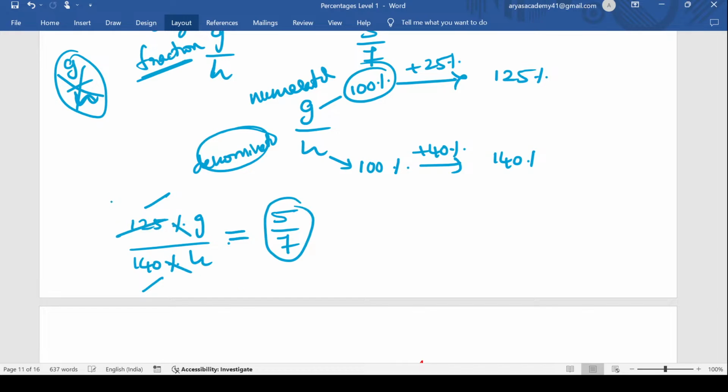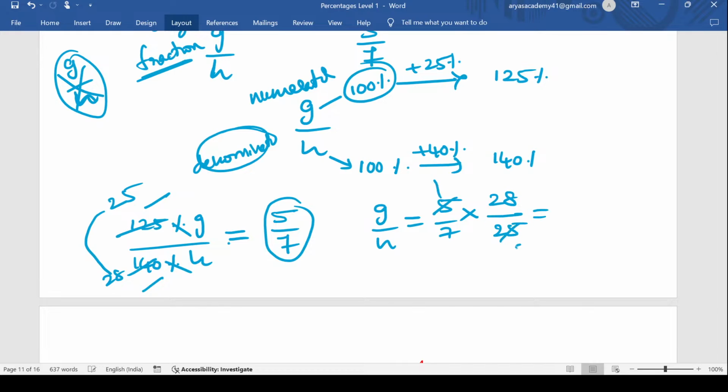You can go with 5, 5 2s are 10, 5 5s are 25, 5 2s are 10, 5 8s are 40. So G by H will be on the left side, the rest will go to the right side. So 5 by 7 is already present. This is actually 25 by 28, but when it moves to the opposite side of the equation, it gets reversed. So it becomes 28 by 25. So 5 ones are 5, 5 fives are, 7 ones are 7, fours are. So the original fraction was how much? 4 by 5. So this is how you find out the original fraction.